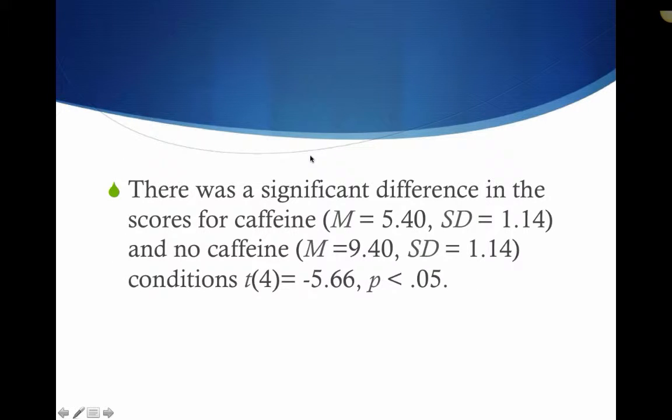This is the basic write-up for it, okay? And we're going to go over this a little bit later when it's a little more detailed. But there was a significant difference in the scores for caffeine and no caffeine. Now we're going to get back into a t-value formula. So what happens here is that you're going to get a set of data, and all the data is going to be right in front of you, and I'm going to show you that in a little while.